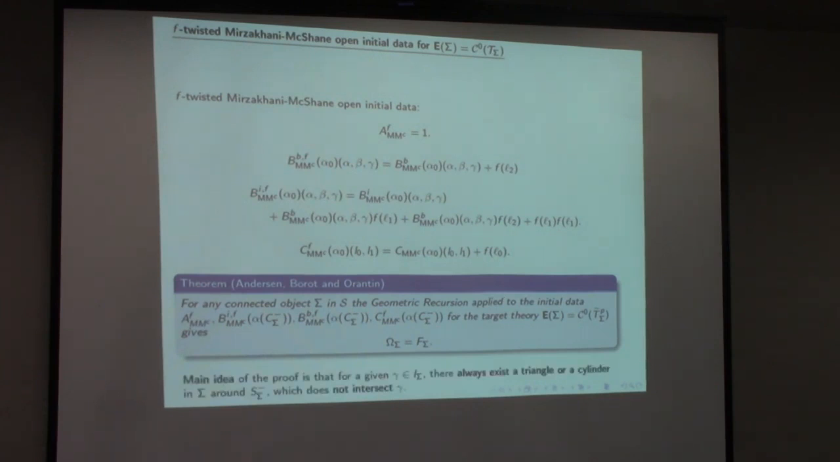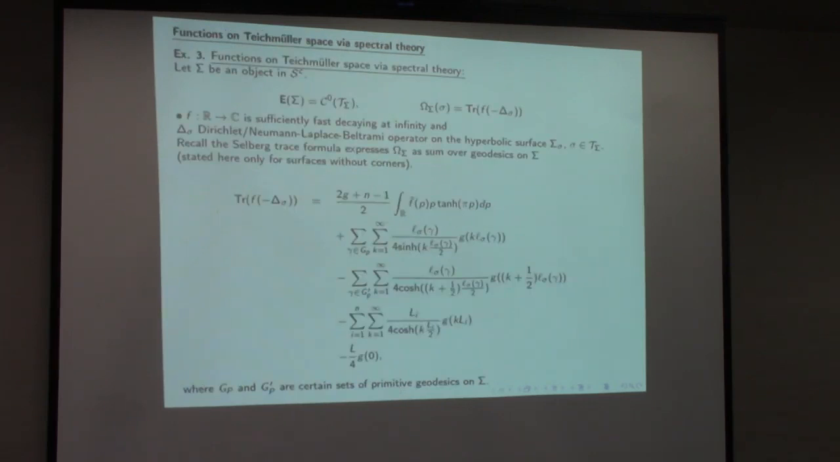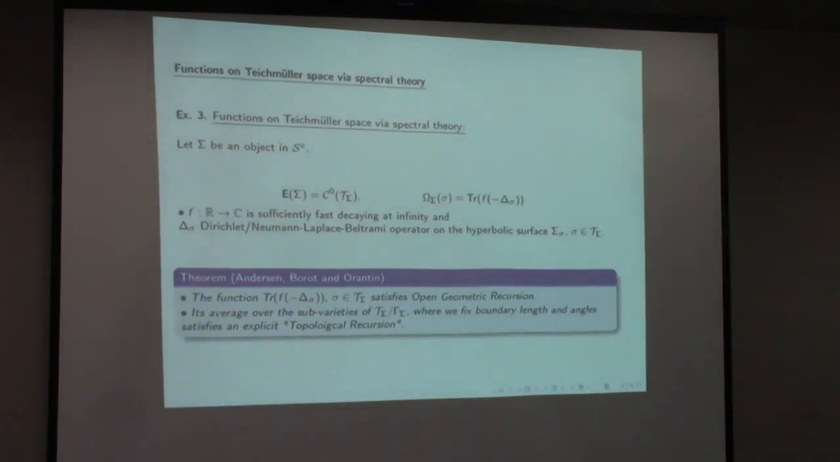Yeah, and so that's what I just said at the bottom here. Very good. So coming back to this spectral guy here, by the Selberg transform, I only stated it for surfaces without corners. There is an analog for surfaces with corners. It's more complicated than this. But you see, if you want to understand this guy, all you've got to do is understand these sums over geodesics, primitive geodesics.